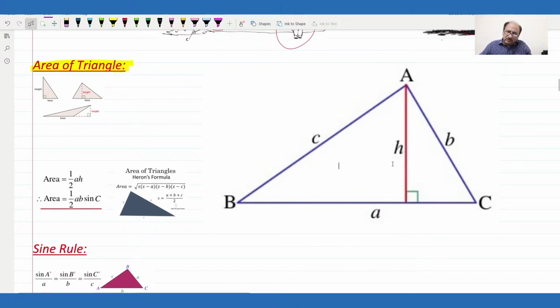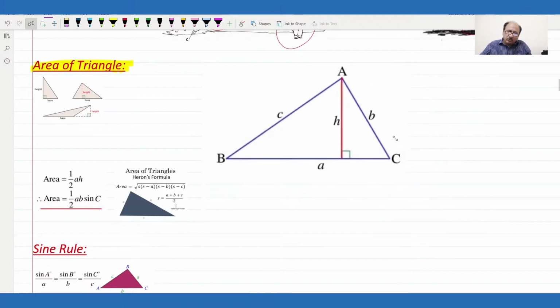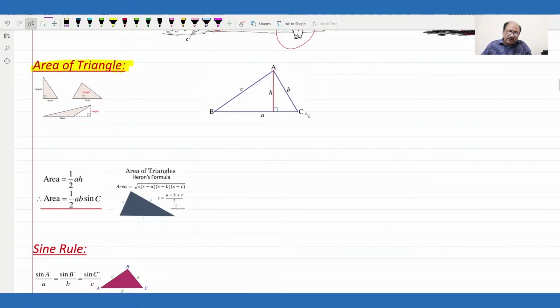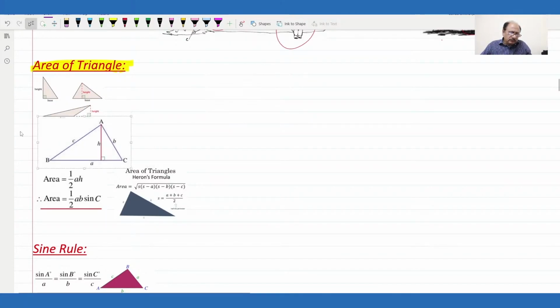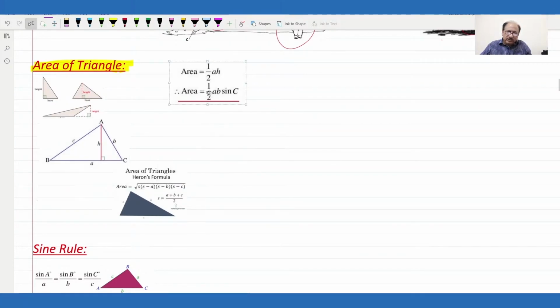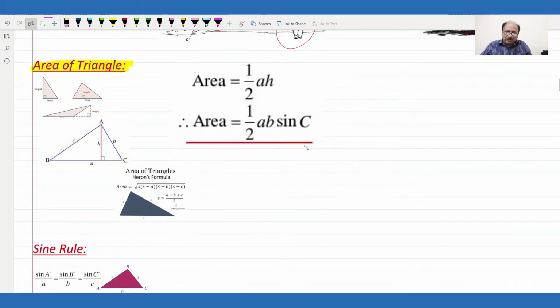I'm just trying to be faster so that we can cover everything in today's class. So we will be using these two formulas. One formula, as I told you, is area equal to half into A into H, and keep in mind this height is the perpendicular height. And the other is area equal to half into AB sine C. So we will be using these two formulas.